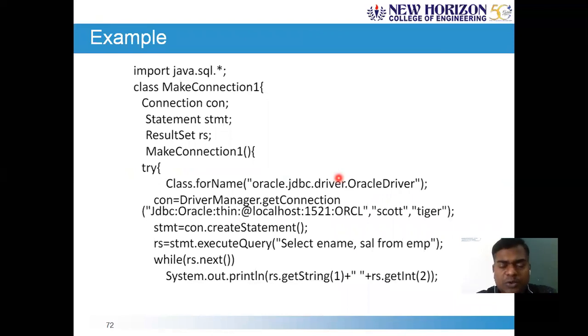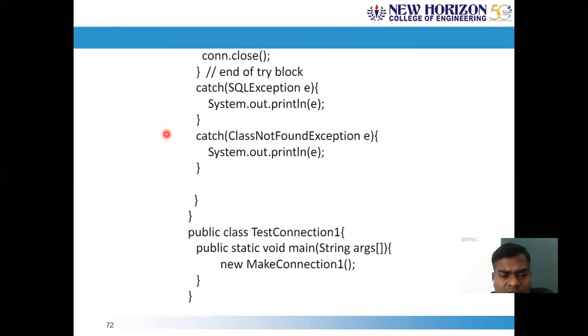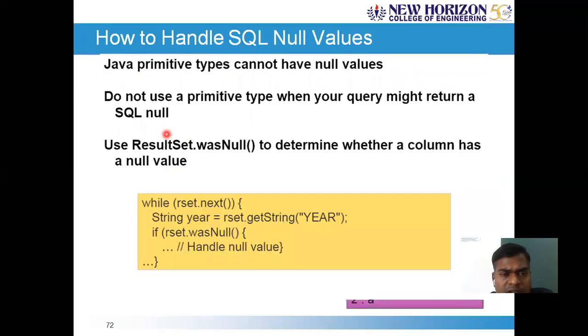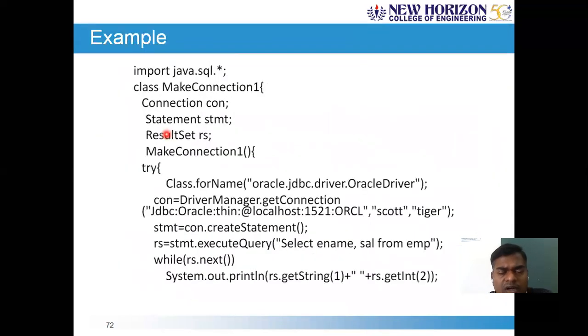Here comes the programming example of how you process the result sets. Before this programming example continues, we'll conclude here and then take up the example, followed by handling the null values, and that will be the last session of your module 4, that is JDBC, Java Database Connectivity. So we'll take this example in the next session.